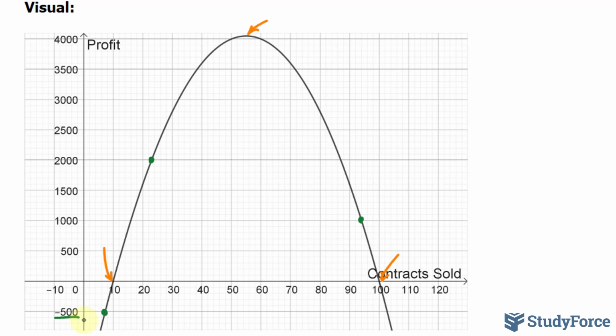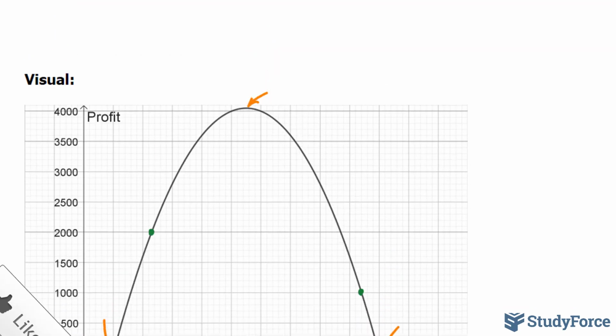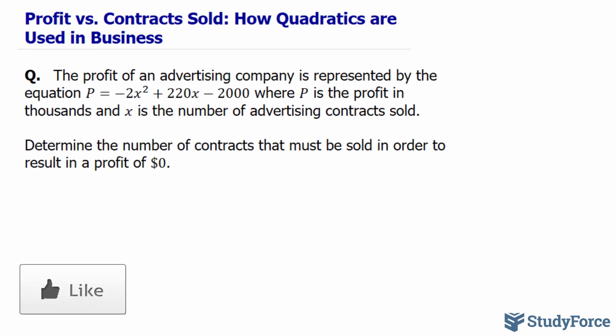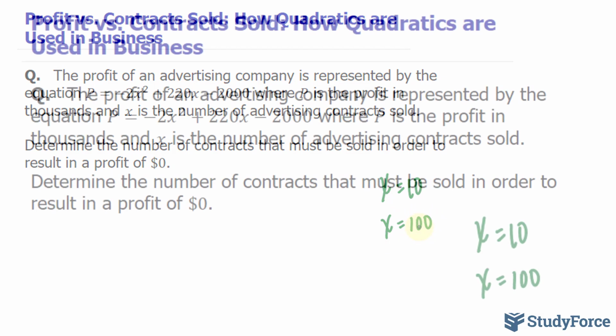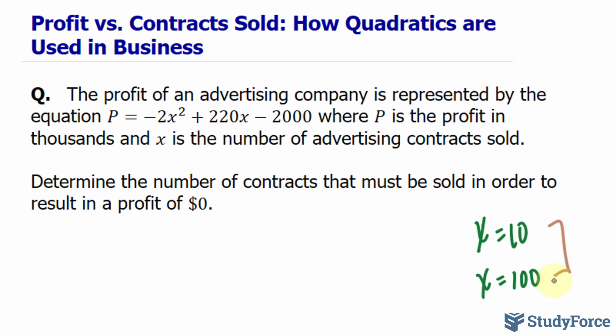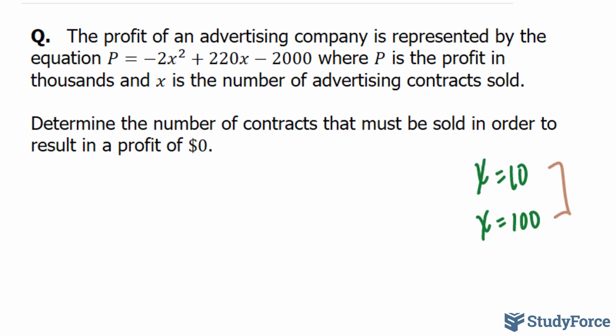The question is asking, when is the profit 0? And it's pretty clear from this visual that the profit is 0 if the amount of contracts sold is 10 and the amount of contracts sold is 100. Either one of those will generate a profit of 0. But this visual wasn't provided in the question. We have to algebraically find out those values of x being 10 and 100 that will generate a profit of 0. So, how do we find these two numbers using plain old algebra?